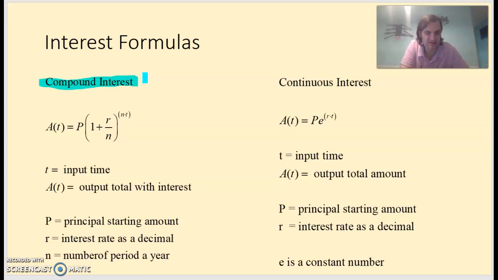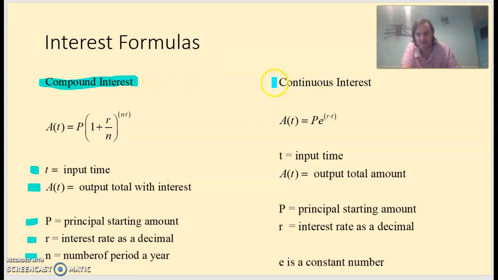And the formula down here is A of t equals P times, in parentheses, 1 plus r over n, and that's all raised to the n times t. In that, t is for time, usually in years. The A of t is the output with the interest, so that's the total money you would either end up paying or getting back. P is the principal, that's your starting amount. R is the interest rate as a decimal, and we'll see in the examples how to handle that. And n is the number of periods in a year.